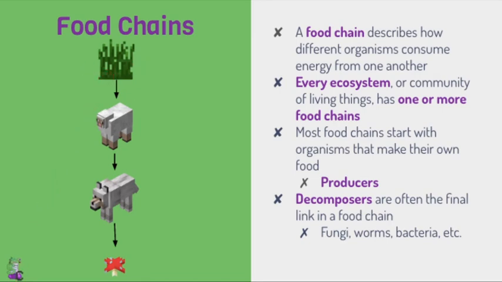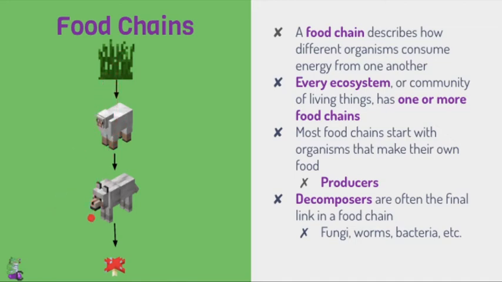Organisms that eat other living things are known as consumers, and our first consumer here, our primary consumer, is our nice little sheep, and this sheep eats our producer, our grass. And then we have another consumer, which is our wolf, and this wolf eats the sheep. So this wolf eats our primary consumer, and then the primary consumer eats our producer. So it's a nice little chain.